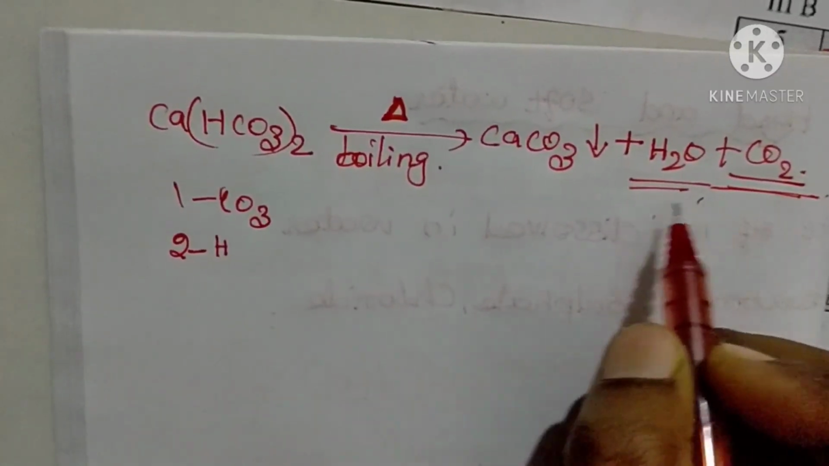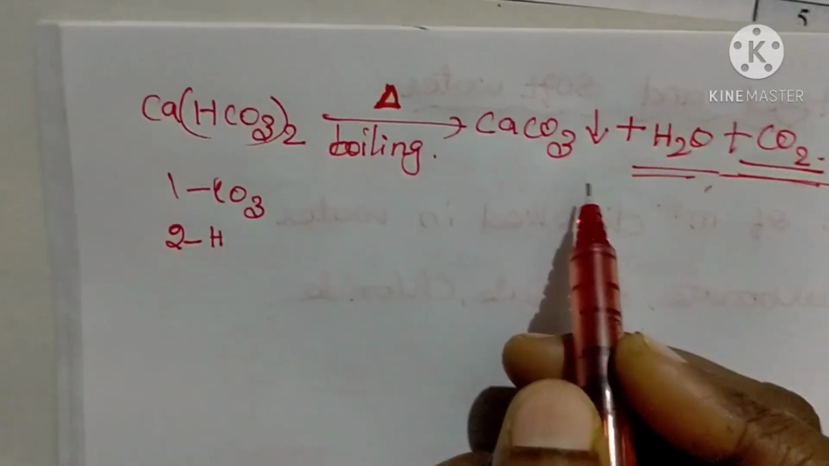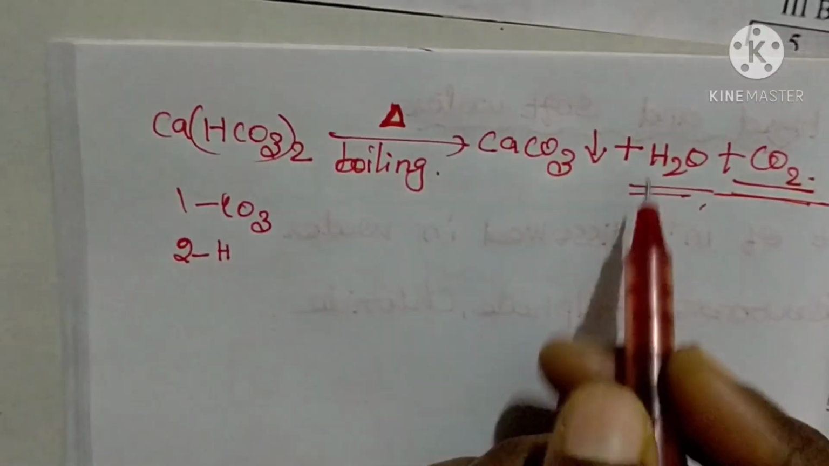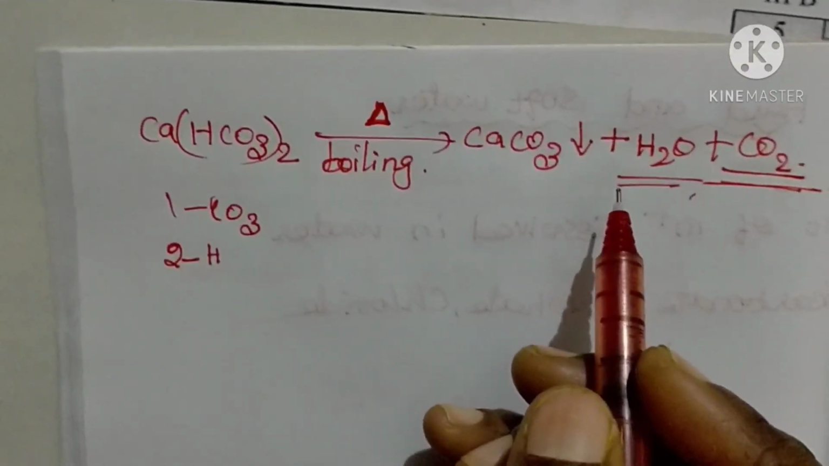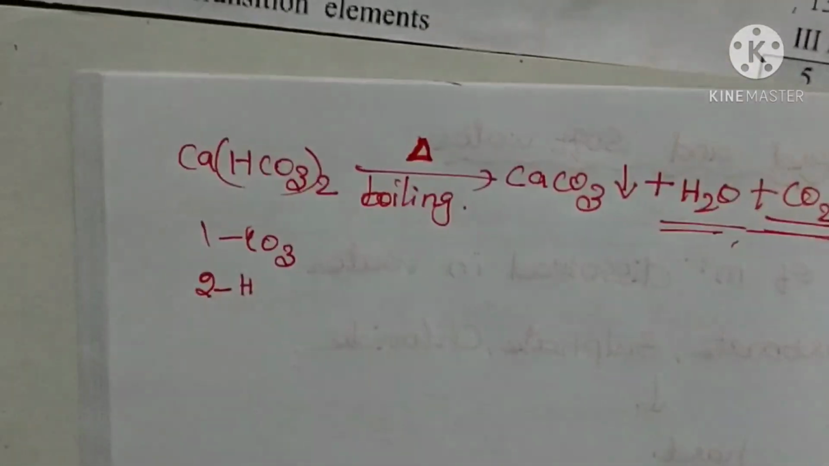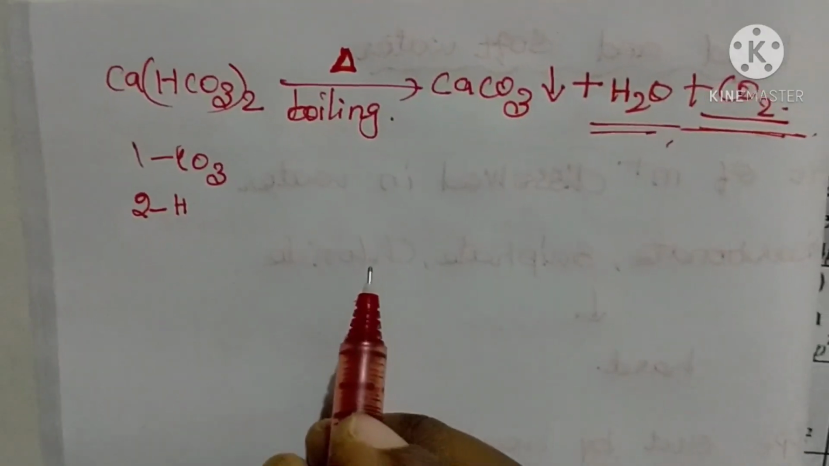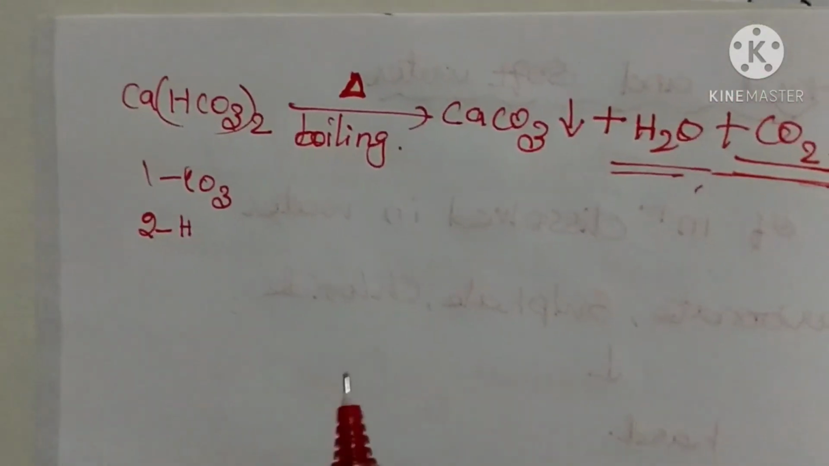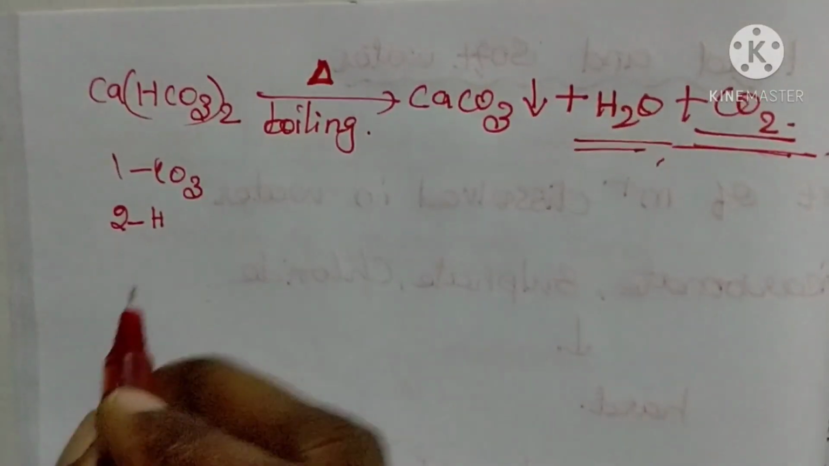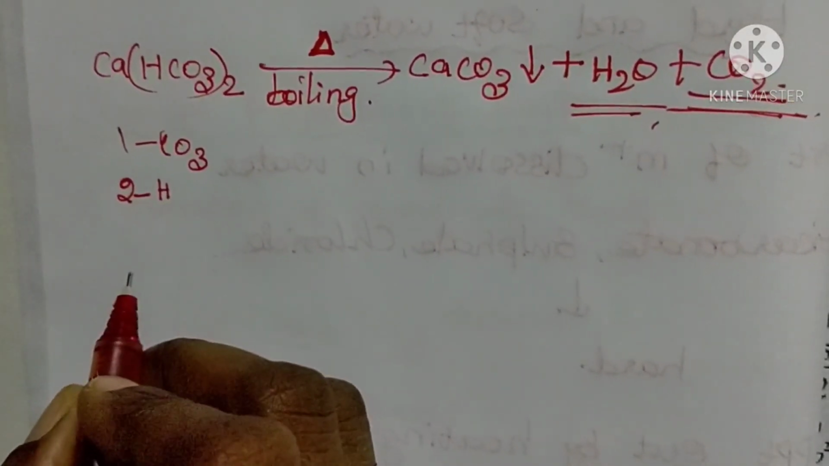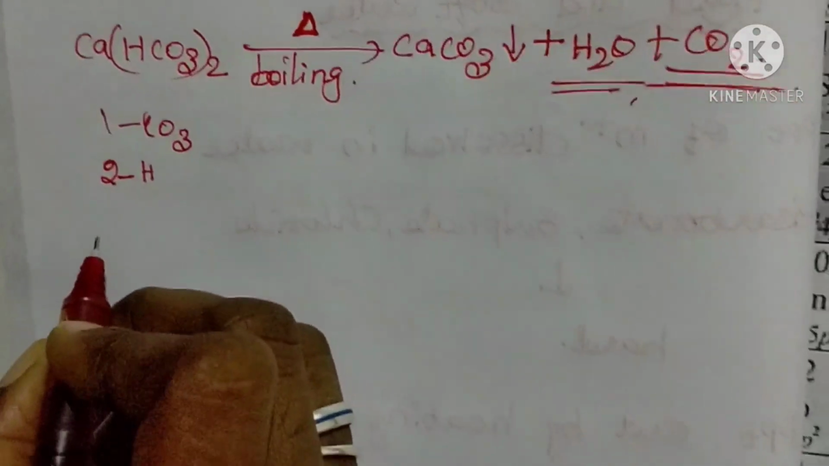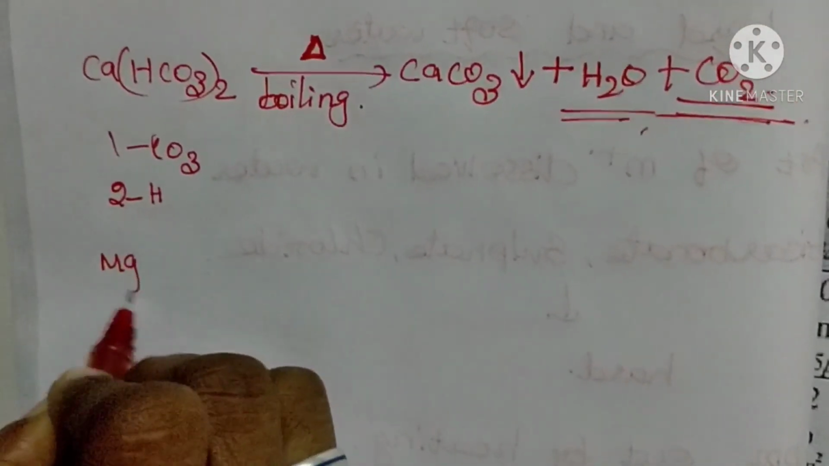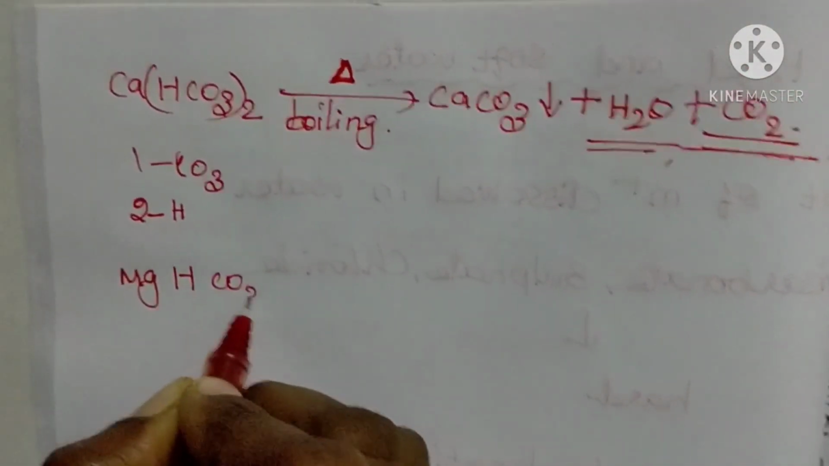So it forms CO2 as a byproduct and H2O as a byproduct. Two byproducts, and the major product, calcium carbonate, is precipitated out and you can filter it. Then the hardness of the water is removed by this heating method. Like calcium bicarbonate, magnesium bicarbonate is also treated in the boiling reaction.